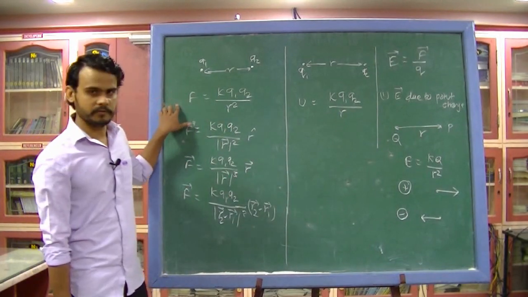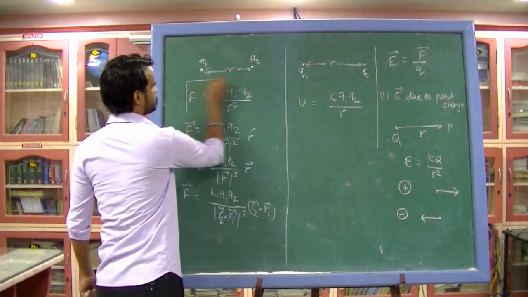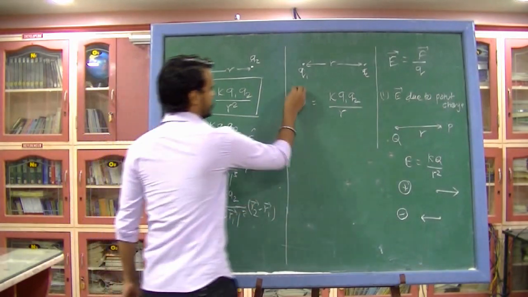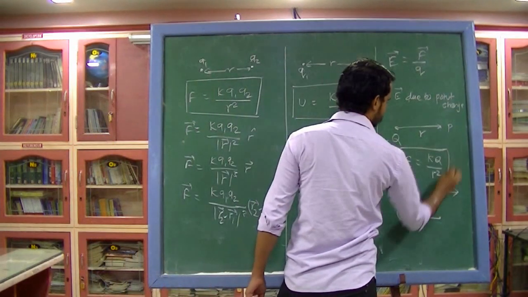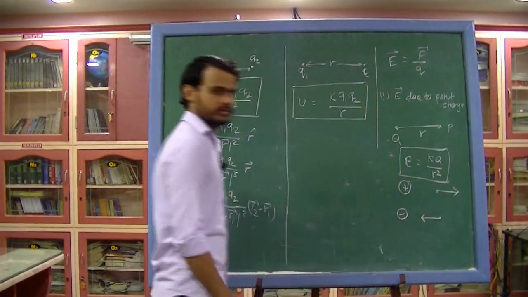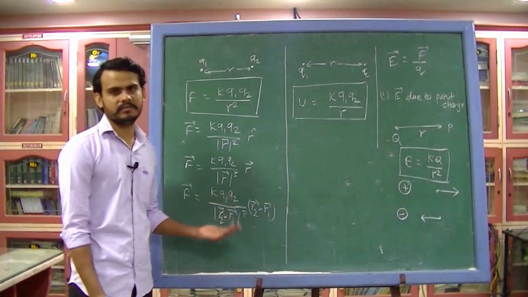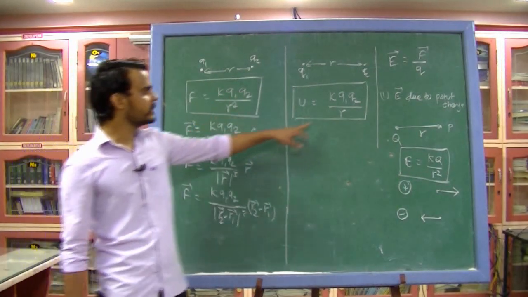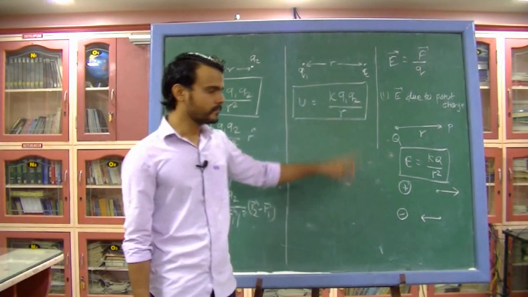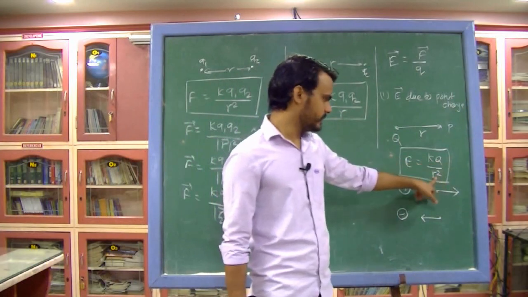So, one is force, this formula, second is potential energy, this formula, and third one is the electric field intensity due to a point charge. As you can see, all these formulas look very similar, but they are very different formula. Here you have K Q1 Q2 divided by r square, here you have K Q1 Q2 by r, and here you have K Q divided by r square.